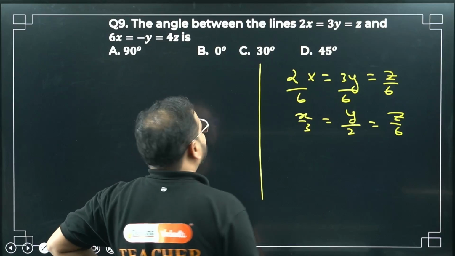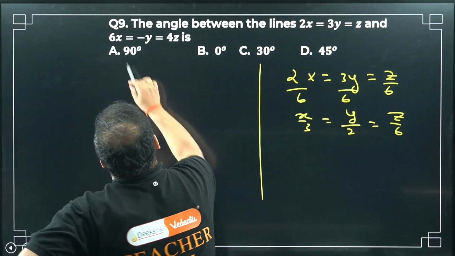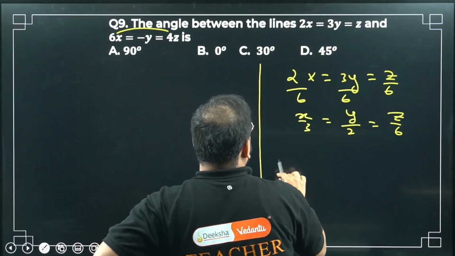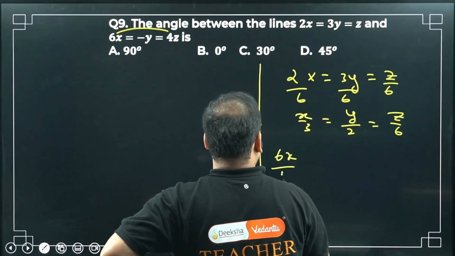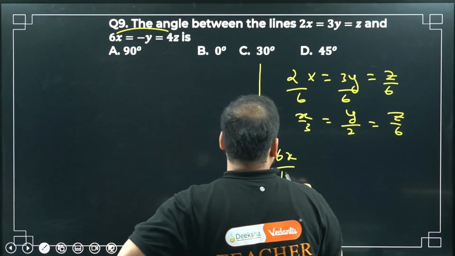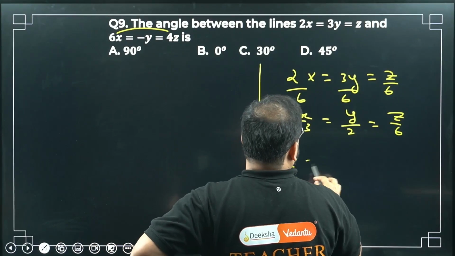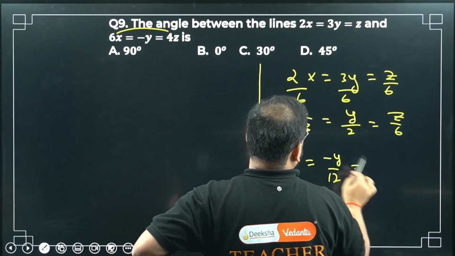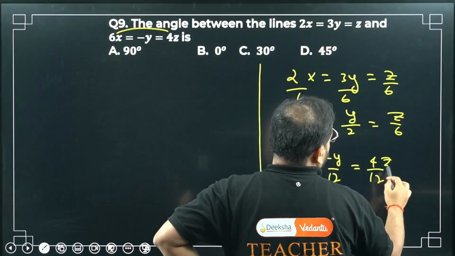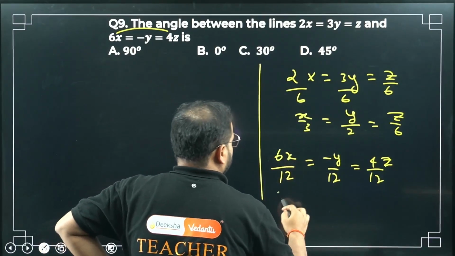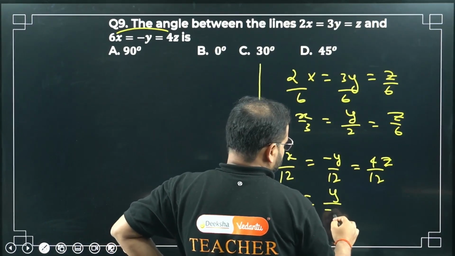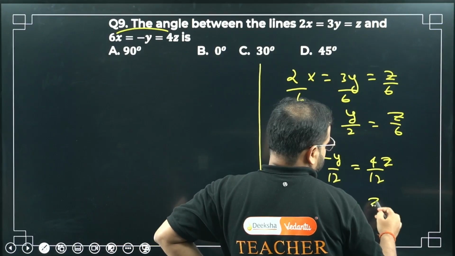Can we do this? Yes, sir. Second one. I can divide by 12 in this case. Divide by 12. 6x by LCM of 6 and 4 is how much? 12, right? So 6x by 12 minus y by 12 equals to 4z by 12. Cancel. What I get? X by 2. Take the sign below. Y by minus 12. And what is this? Z by 3.